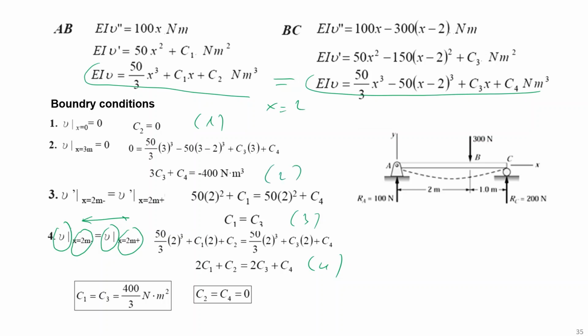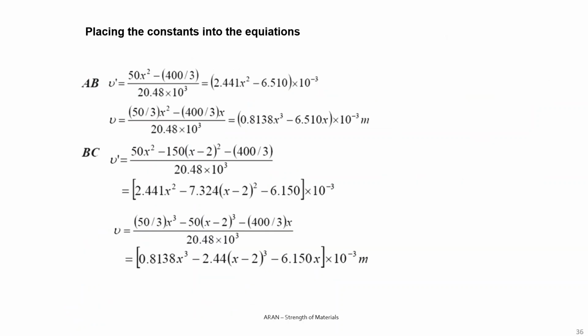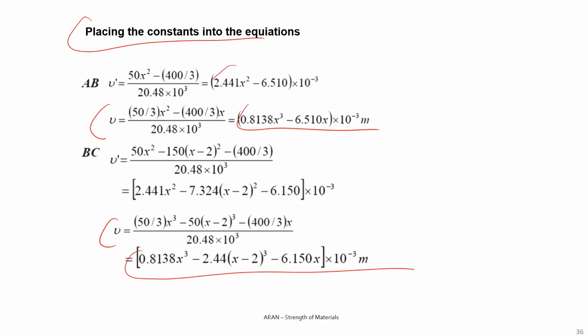Now you have 4 unknowns and 4 equations, so we can easily solve for C1, C2, C3, and C4, and by placing the constants into the equations, you find the expression of the deflection curve on the left side and on the right side, and also the slopes of these curves.